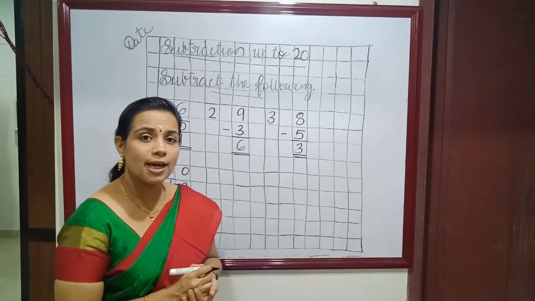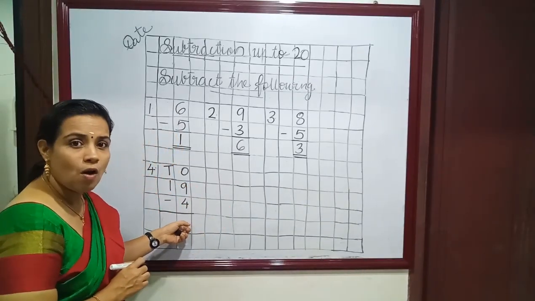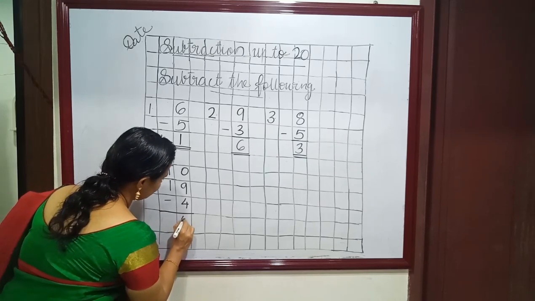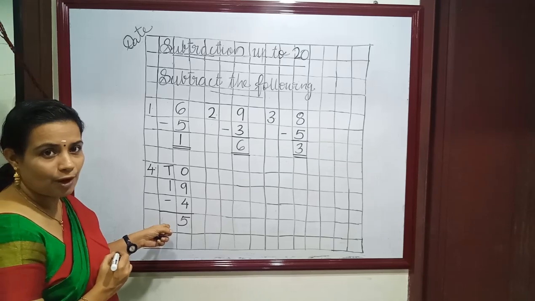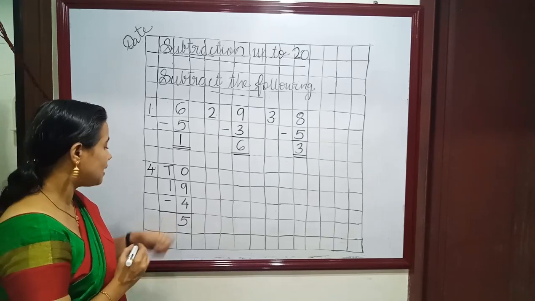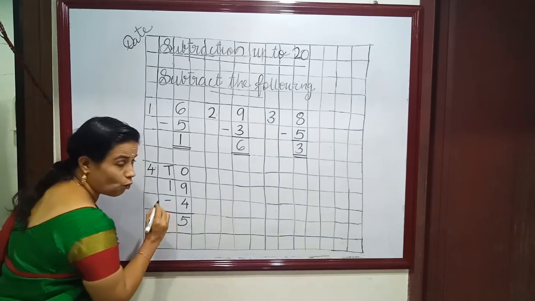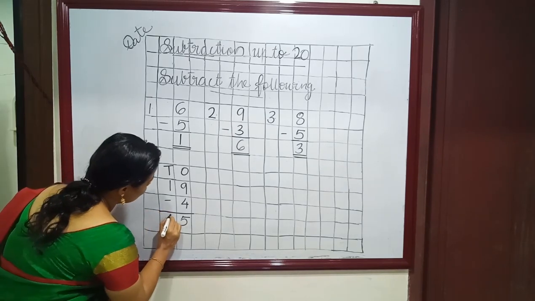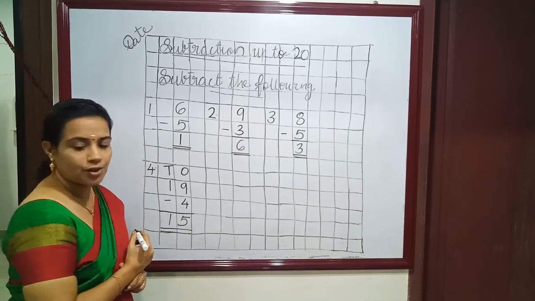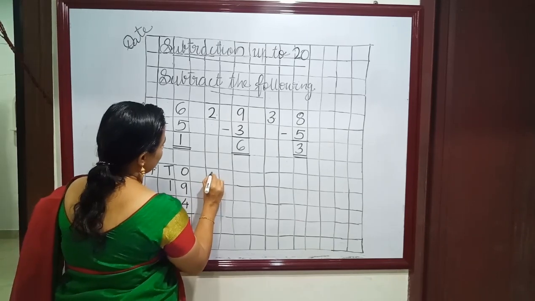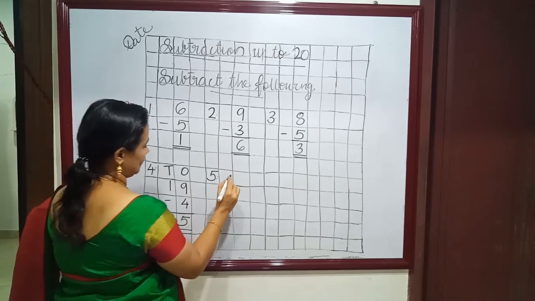Where do we write 5? We have to write it in the ones place. Then what do we do? 1 is here in the tens place, no? So bring down 1. We have to write 1 in the tens place. Got it? Then fifth question.